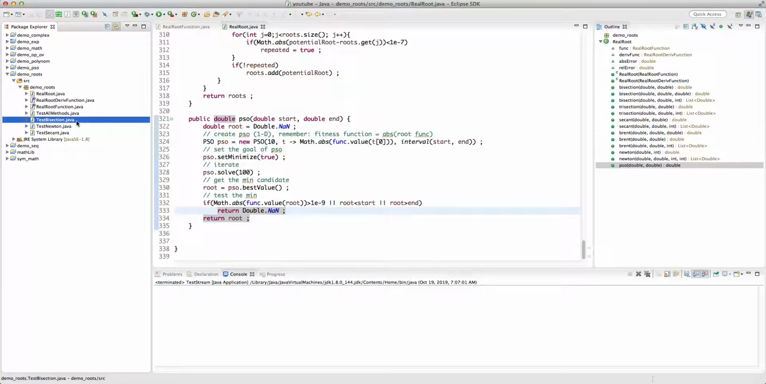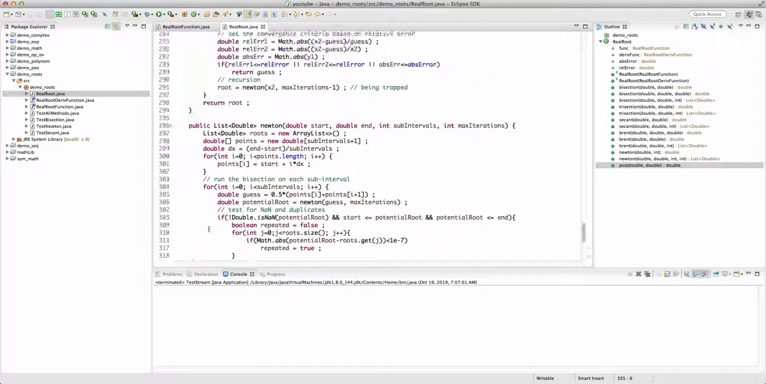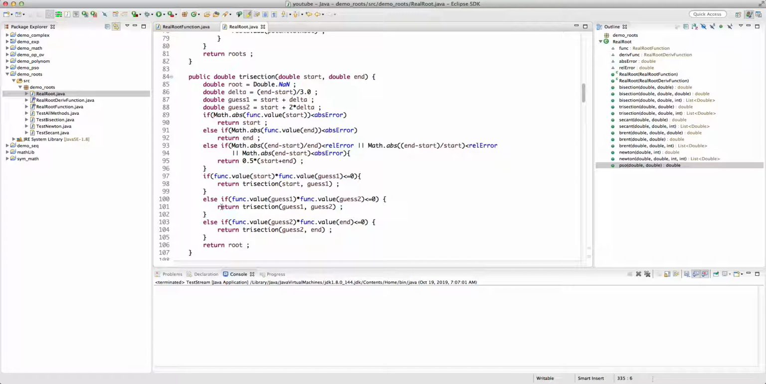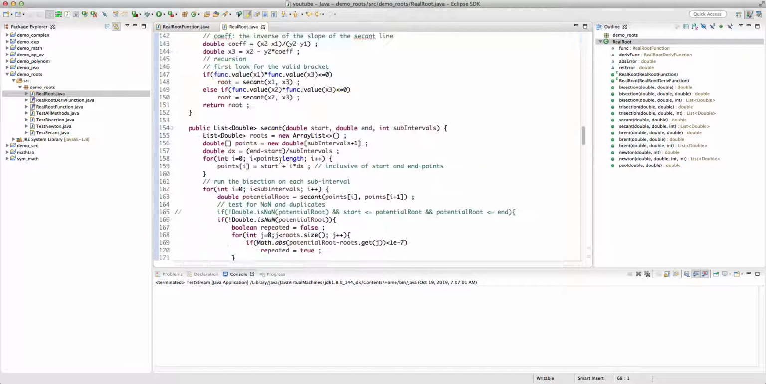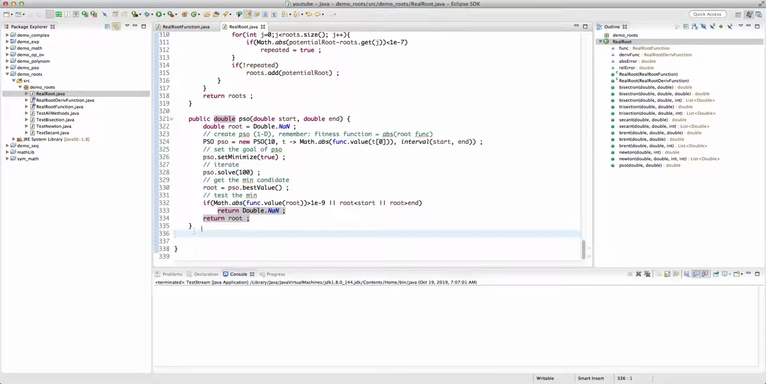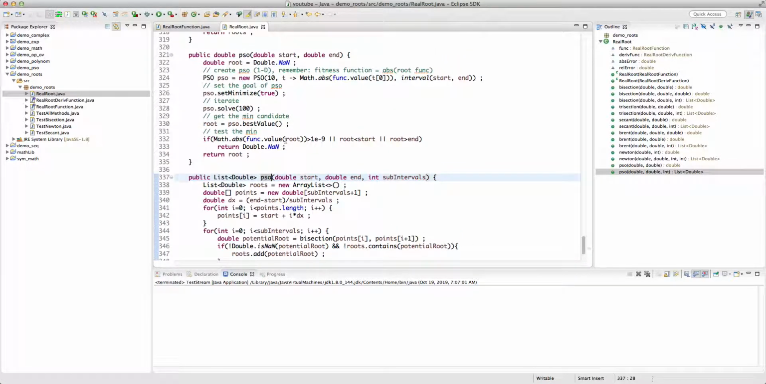And let's go here, and if you recall, for other methods like bisection or trisection, we also had a method that returns a list of roots. So let's also do that for the PSO. Let's call this PSO. We're just doing method overloading because the return type is different.